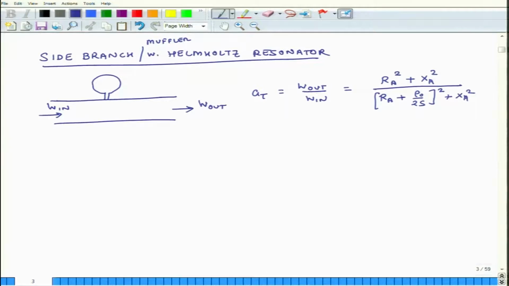Now, we had defined all these parameters in the last class, but I will again explain them today. So, what is RA? RA is the acoustic resistance associated with this muffler. As sound goes into the muffler, it faces some resistance, and RA is the resistance which it faces. And what is the value? Now it can have two possibilities.